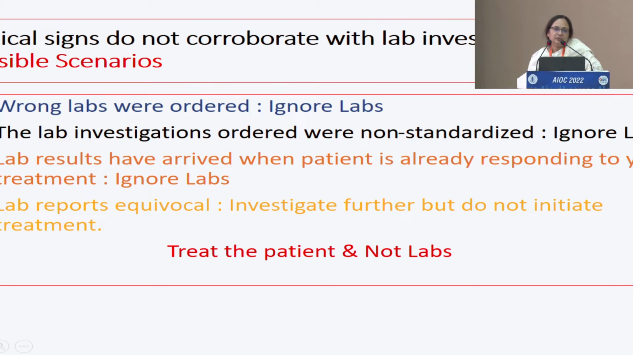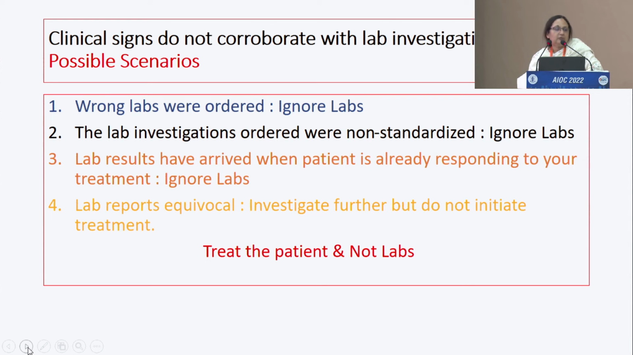First is, it could just be that the wrong labs were ordered. So, you have a patient which looks like toxoplasma, but somehow you ordered, or somebody else ordered, CMV titers from the blood. Now CMV comes positive. What will you do? Nothing. CMV was not even required. So just ignore the labs.